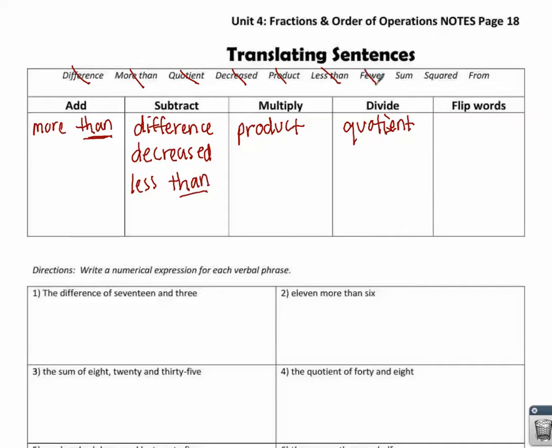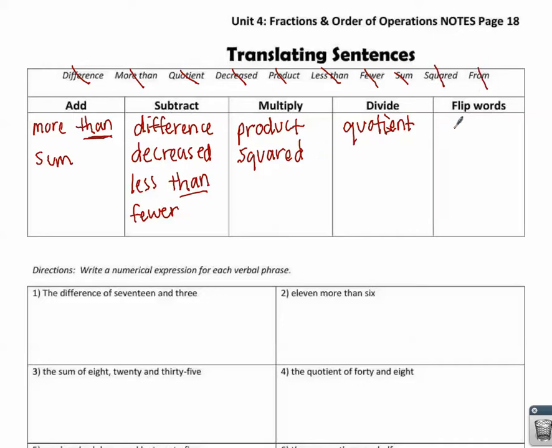Fewer is subtraction. Sum is addition. Squared is multiplication. Even cubed would be multiplication.